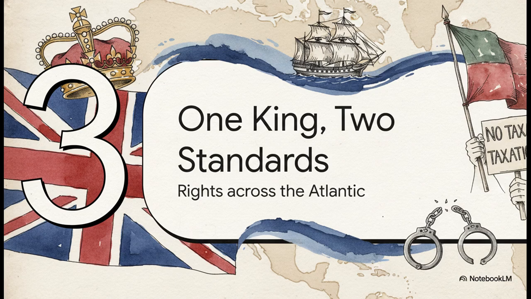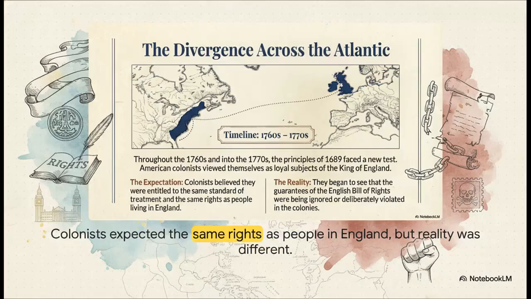Because while people in England are celebrating these newfound rights, something very different is happening for the king's subjects on the other side of the Atlantic. You see, the American colonists thought of themselves as English. Through and through, they were loyal. So naturally, they expected all the protections from the Bill of Rights to apply to them too. But they were in for a rude awakening. It became pretty clear pretty fast that the rights of an Englishman didn't quite make it across the ocean.